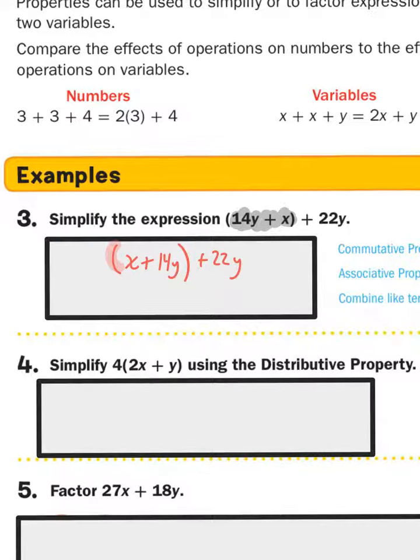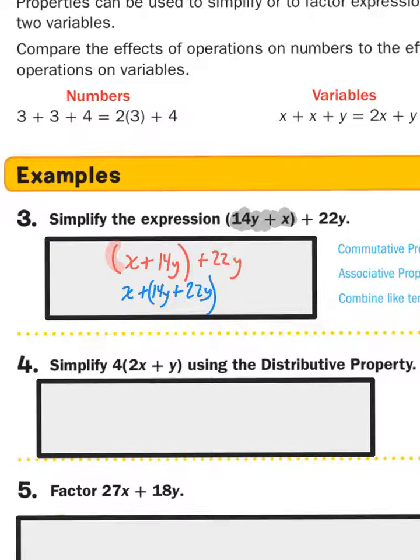And then I'm going to rewrite it using the associative property. I'm going to move those parentheses. So I have x plus 14y plus 22y. Notice I didn't change anything yet, but now I'm going to move my parentheses here. So finally, I'm going to add up 22y plus 14.